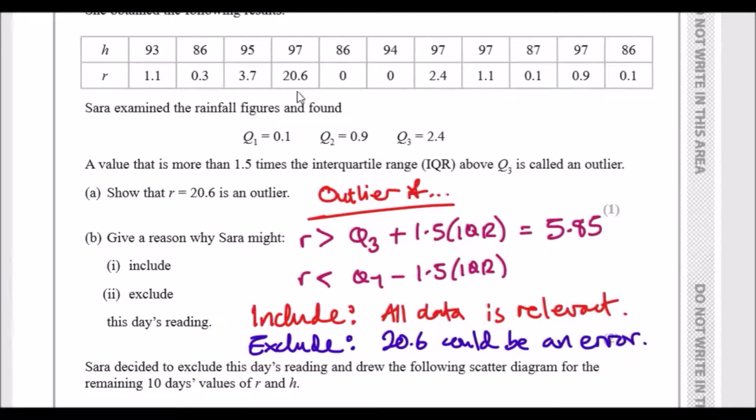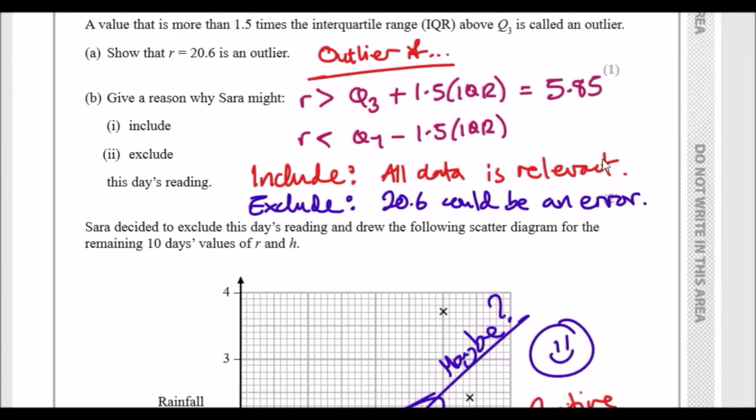Now, show that the value 20.6 is an outlier. Well, first things first, we have the value Q3, we have 1.5, and the IQR is just 2.4 minus 0.1, so 2.3 here. You just plug all this in and you should get 5.85, and any values above 5.85 would be considered an outlier in this experiment. So 20.6 is clearly above. That's what you should say: 20.6 is above this formula value, which is 5.85. Simple. It's kind of obvious anyway, but we have to use mathematical proofs.